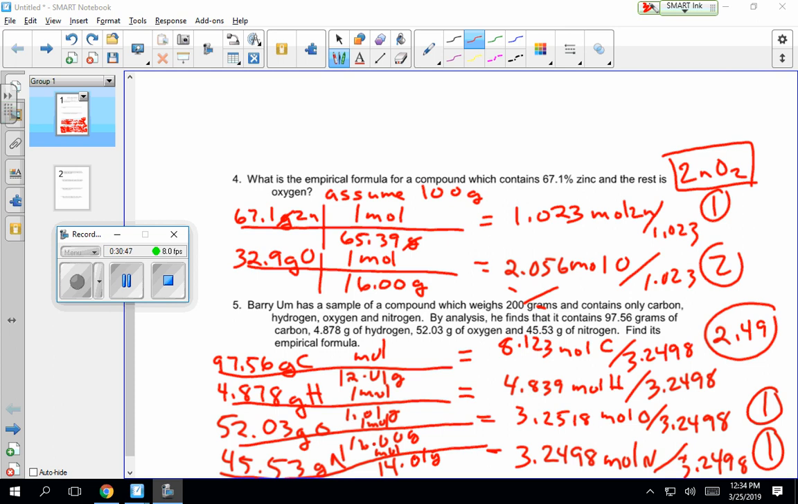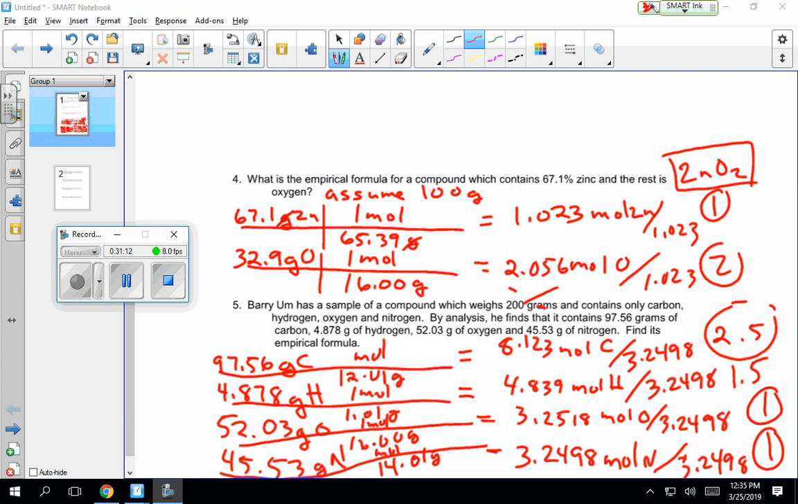1.4 divided by 1. Which one was this one? Hydrogen. 1.489. Okay, so I'm going to round this one to 1.5, because 1.489 is within 5% of 1.5. We're going to round this one also to 2.5.